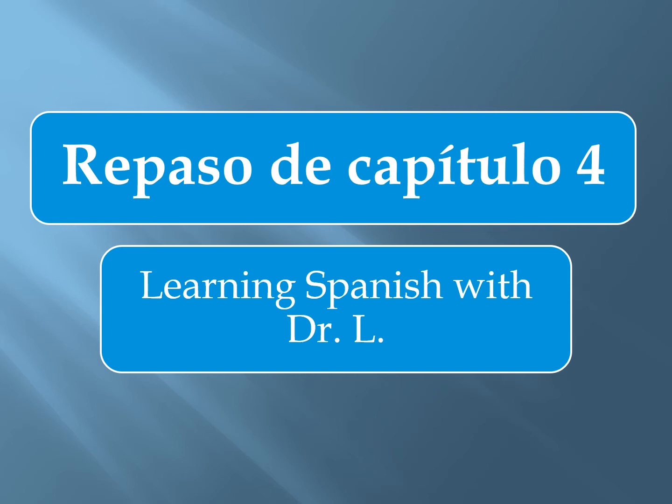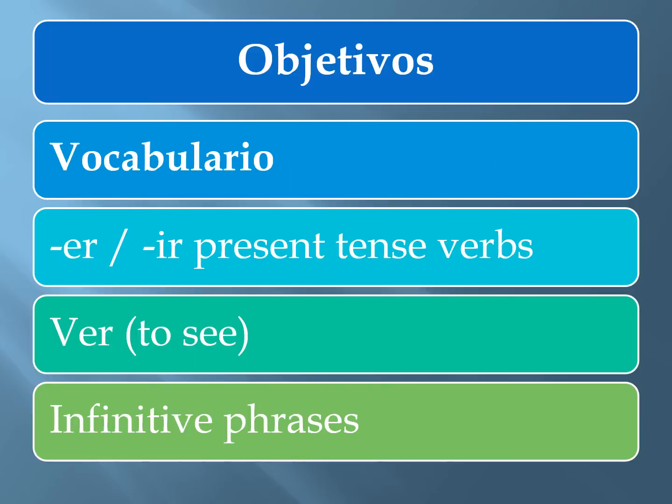Today we're going to take a look at Chapter 4 for Spanish 1. Alright, let's take a look at our objectives. So we want to practice vocab. I'm also going to put a link in the comments section below for a Quizlet where you can practice. Then we're going to be taking a look at ER and IR verbs in the present tense. How do they conjugate? A verb that is slightly irregular, ver, to see. And then some infinitive phrases where we can start putting some real Spanish sentences together. All right, vamos a empezar.